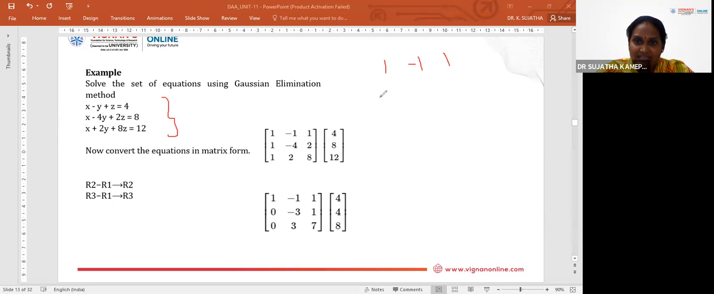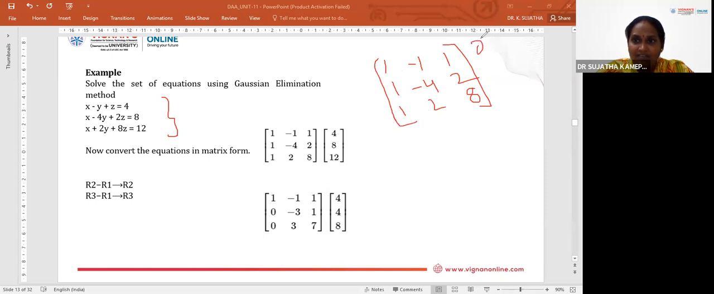Now for x, again I have coefficient 1. For y, I have the coefficient -4. For z, I have the coefficient 2. For x, again 1. For y, I have the coefficient 2. And for z, I have 8. So these are the coefficients.